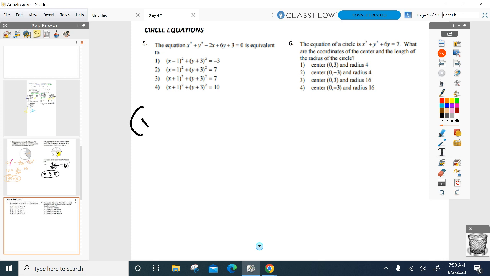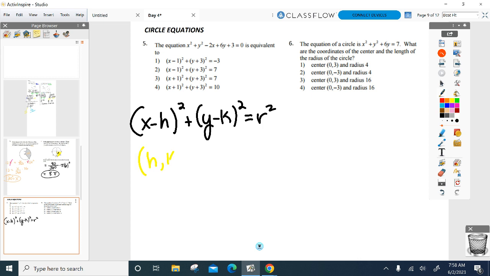Circle equation: x minus h squared plus y minus k squared equals r squared. There's the equation of a circle. The two parts you need to remember, h and k, will be numbers plugged in, and those numbers put together represent the center of the circle. Also, you'll have a number plugged in for r squared. The r by itself represents the radius length.